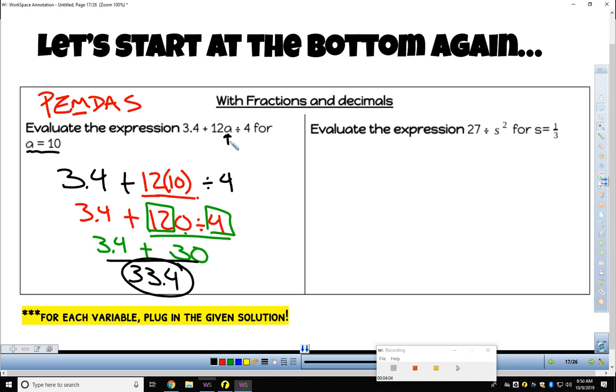The key to this one was making sure you recognize that this and this are multiplication. Why don't you pause the screen and try the next one?